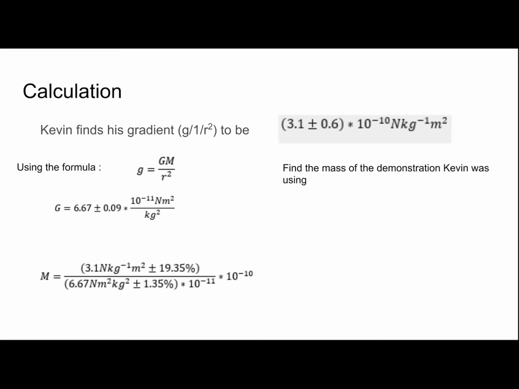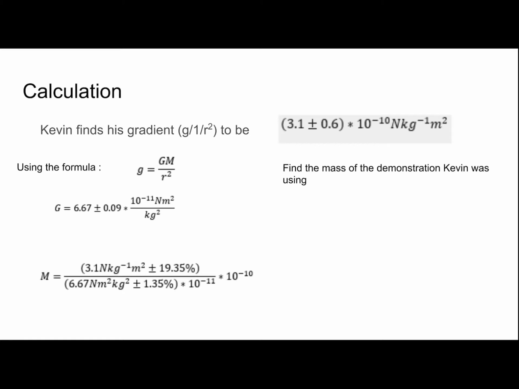And notice that if we divide by the universal gravitational constant, we will find our mass, okay? So we need to divide the gradient by the universal gravitational constant. In this case we're dividing two uncertainties, and according to rule number 2, when you divide two uncertainties, the percentage uncertainty is added. So we need to convert both of them to percentage uncertainties first. For the gradient, it becomes 3.1 newtons per kilogram meter squared, plus or minus 19.35%. And the universal gravitational constant becomes 6.67 newtons meter squared per kilogram squared, plus or minus 1.35%, times 10 to the power of negative 11.